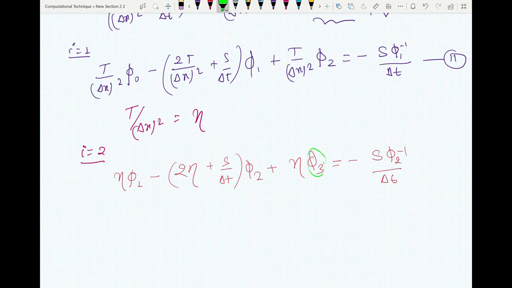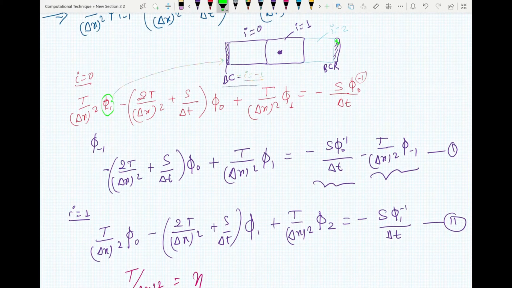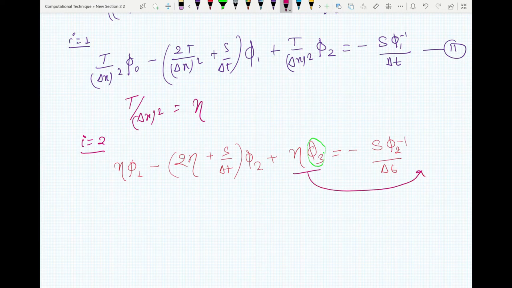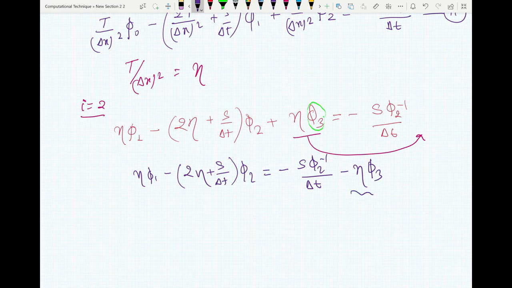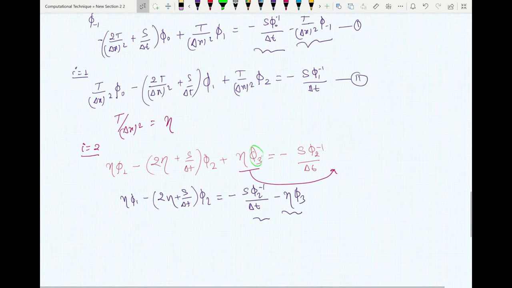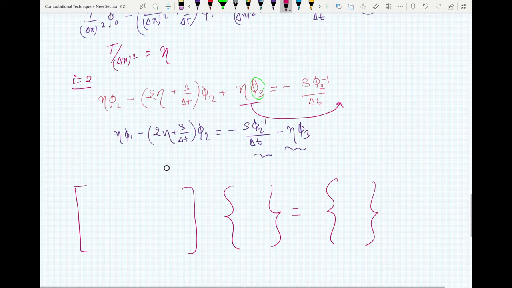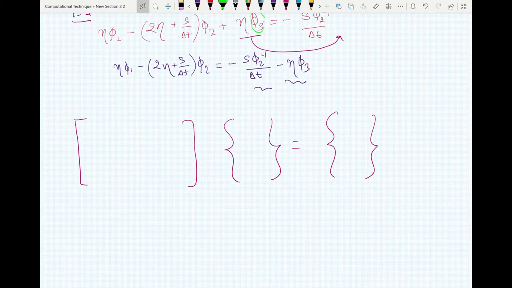This phi 3 will correspond to an imaginary block right at this end here, and this one will also be given. What you can do is take this one to the right hand side and write another equation, with phi 3, and these values you'll know. If you write this equation in matrix form, what we have to find is phi 0, phi 1 and phi 2 for the three grids.